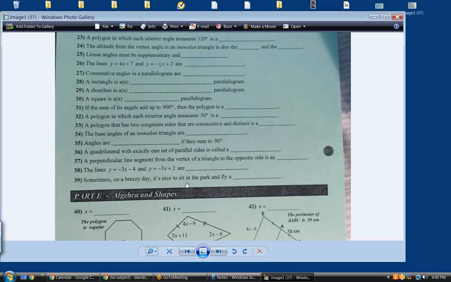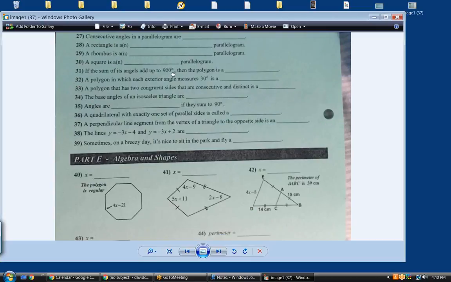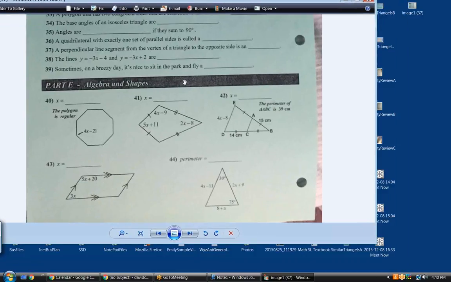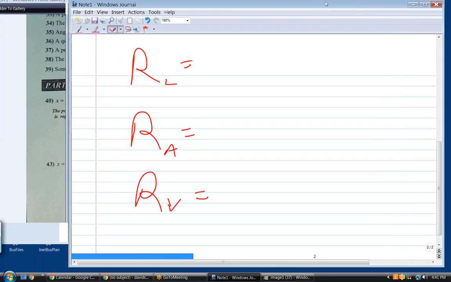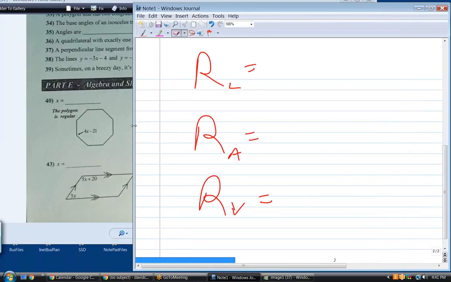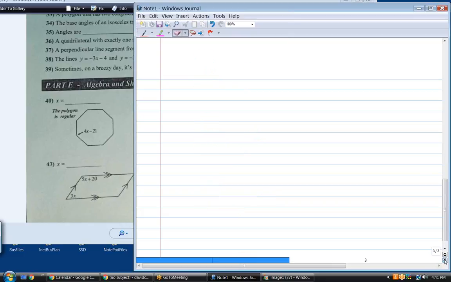Where would you like to start? Scroll down towards the more, yeah, those kinds of ones where we actually have to apply it. So, the first thing we need to do is to be able to figure out what the total sum of the angles is based on how many sides there are. What's the formula for that?